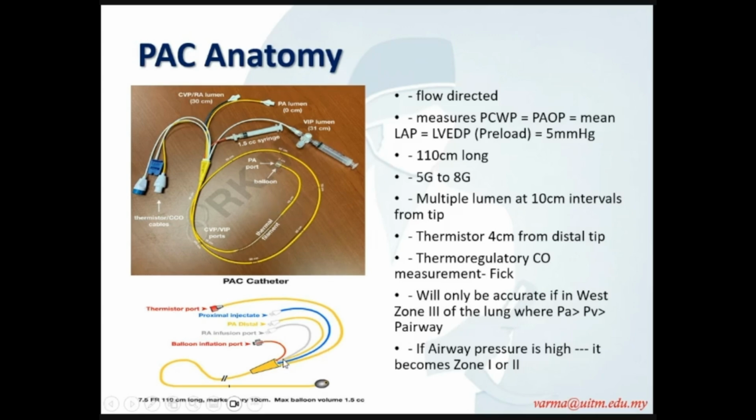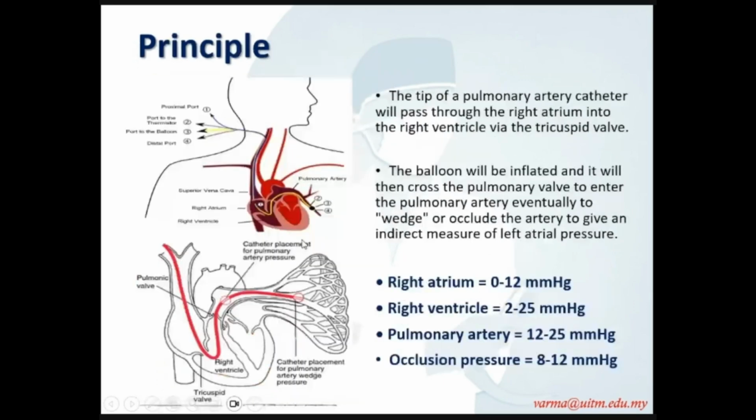Your CVL, IJC usually ends at the tip of the SVC. It doesn't go into the RA. But this one has a lumen that goes in between. So it opens up in the same catheter, but it has multiple lumen openings. One opens at the RA infusion port, usually at the right atrium, for you to infuse fluid.